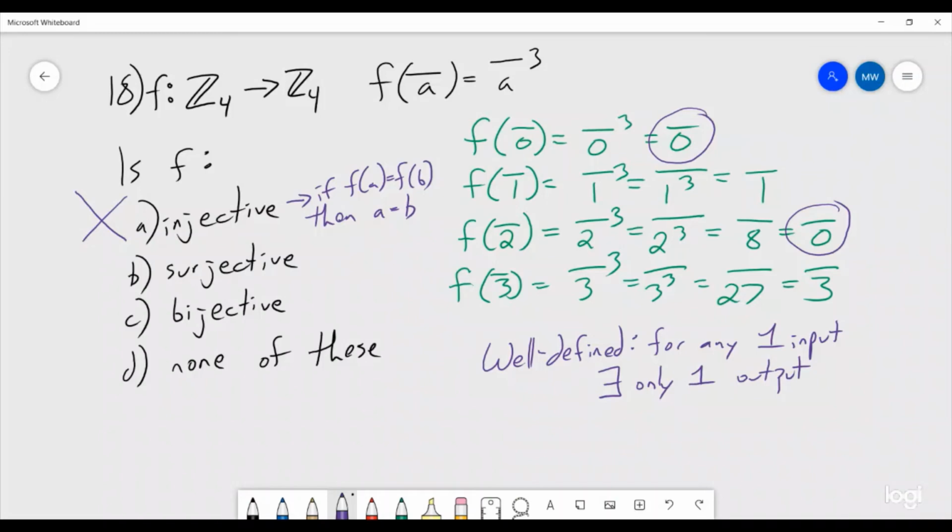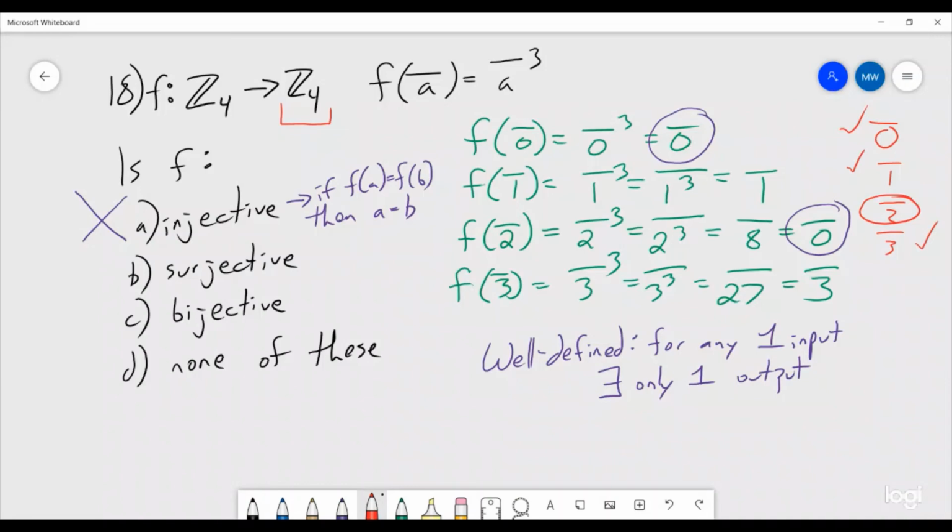Because for every output, there's at least one input. So for surjective, that says that for everything in our codomain, there is an input that gets us there. So our codomain is the class of 0, class of 1, class of 2, and class of 3. There's nothing that goes to the class of 2. We have something that goes to the class of 0, the class of 1, and the class of 3, but we don't have something that goes to the class of 2.